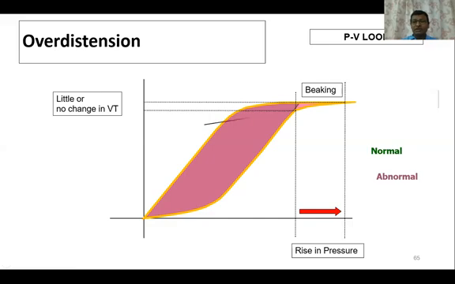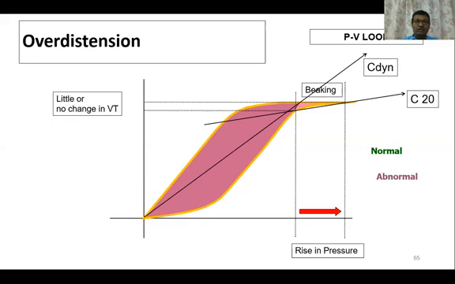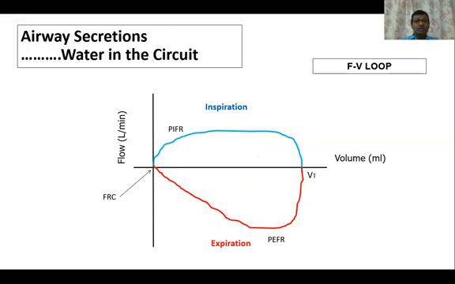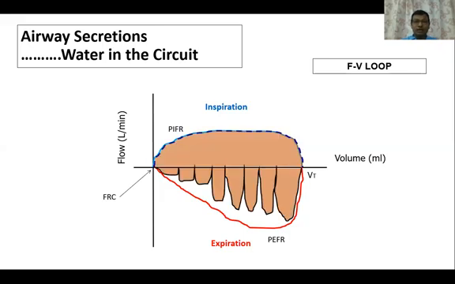You can measure the compliance during the last 20% of the breath, that is C20, and then you can measure the dynamic compliance, and take the ratio of C20 by C dynamic. If it is less than 0.8, some people say less than 1, it indicates over distension. Now, if there are airway secretions or fluid in the circuit, you can make it out on a flow volume loop. You'll see that the expiratory portion will be scalloped or irregular.